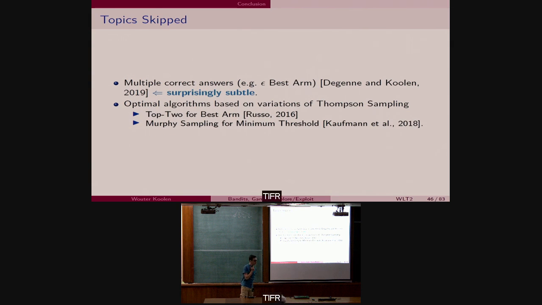Okay, so there are a few things that I did not talk about that are quite interesting. What if there are multiple correct answers? For example, epsilon best arm. It's surprisingly different what happens. And there is a different line of algorithms based on a variation of Thompson sampling. That has led to only two cases of algorithms that are, at least I believe, matching the lower bound as well: top-two Thompson sampling for best arm and Murphy sampling for minimum threshold.